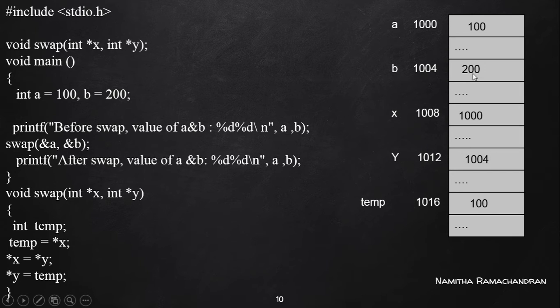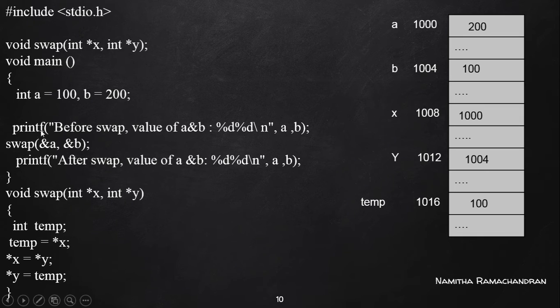That is 200. Now we can replace the value of this location with the value of Y, so this 100 is removed and replaced with the value of Y. After that, star Y means the value at this location, which is replaced with the value available in the temp variable. So this 200 is removed and replaced with the value of the temporary variable. This is the case after executing the function body. The actual variable location is directly affected after executing this function body.